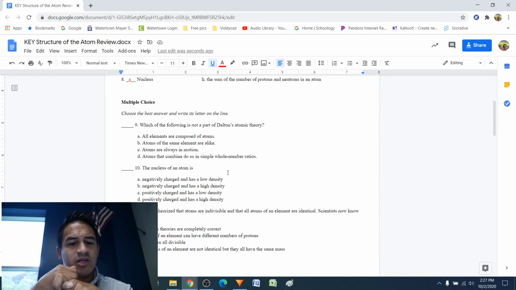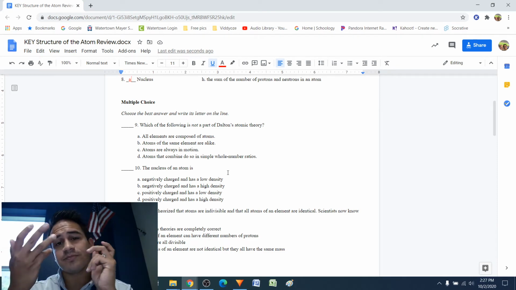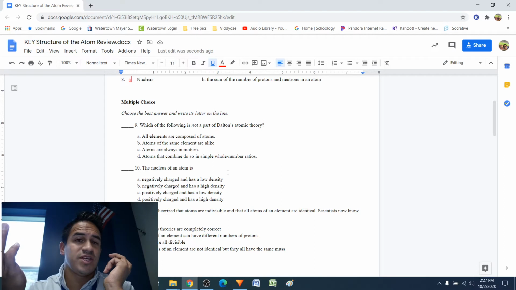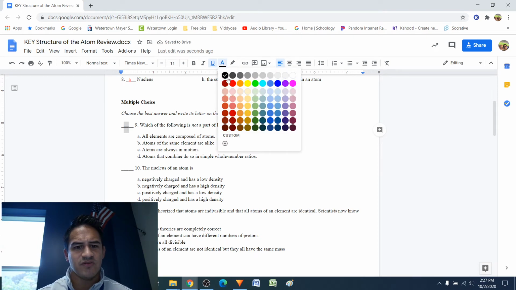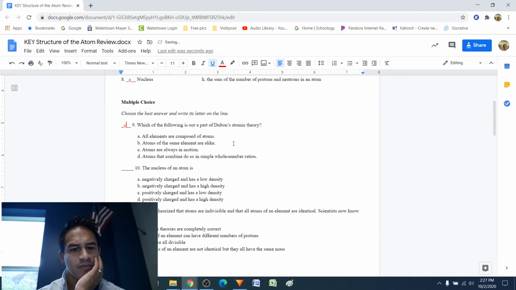So for the first one, letter A, all elements are composed of atoms. That is part of Dalton's theory. Letter B, atoms of the same element are alike. That is part of Dalton's theory. Letter C, atoms are always in motion. Now this is true, but this is not part of Dalton's atomic theory. As for letter D, atoms that combine to do so in simple whole number ratios, that is part of his theory. So our choice here that would not be part of Dalton's theory is letter C.